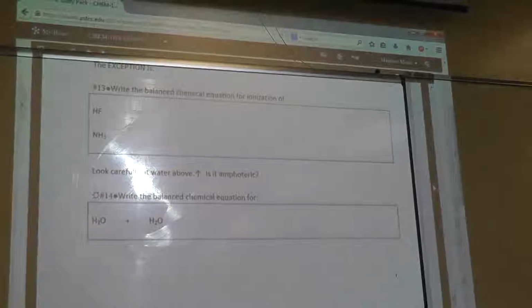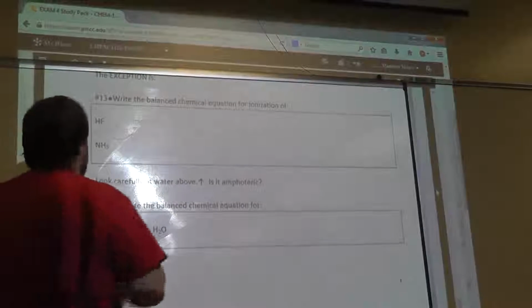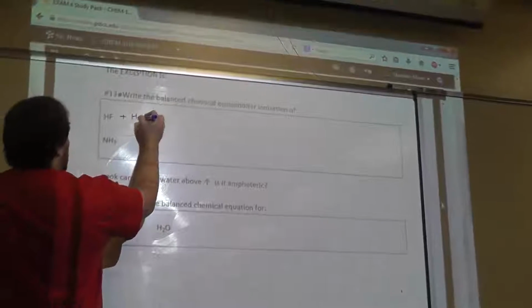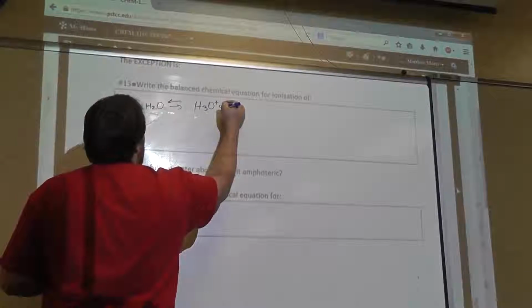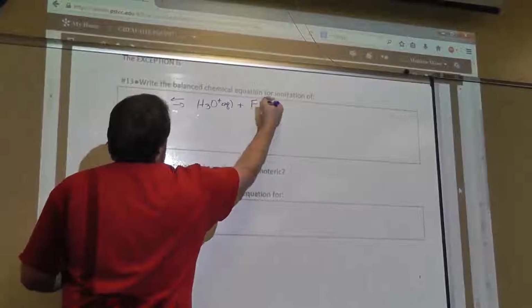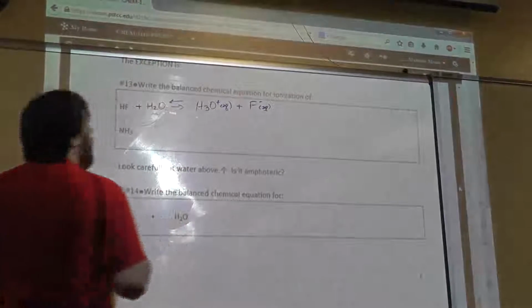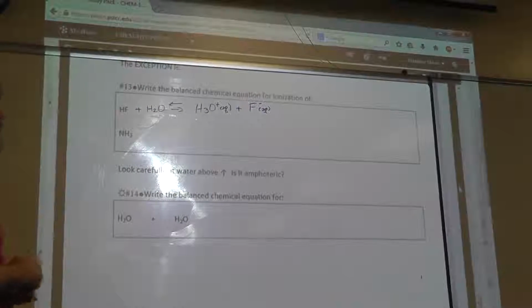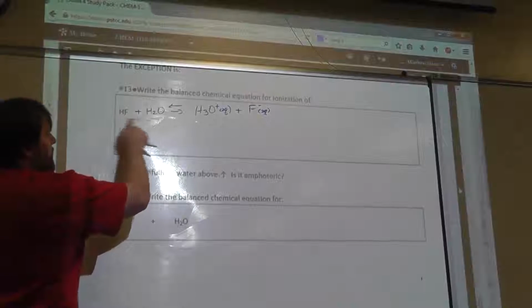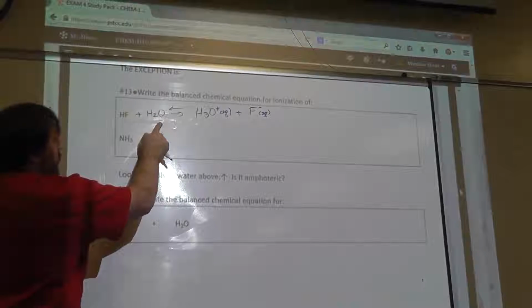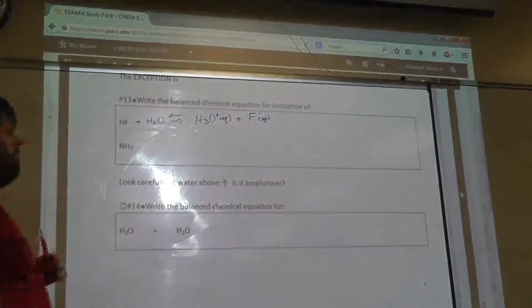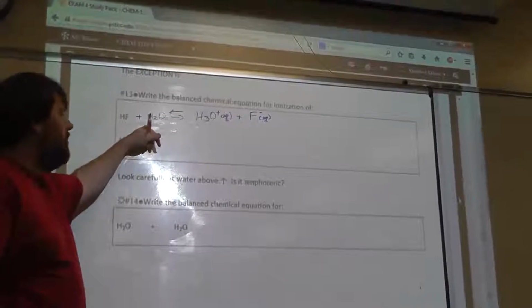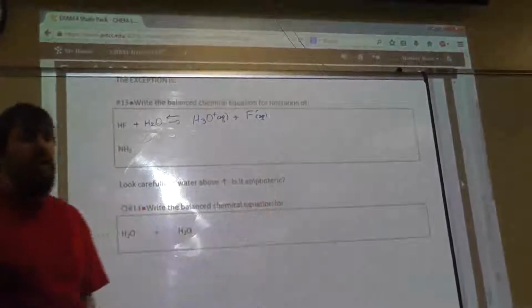Okay, so hydrofluoric acid. Since we're talking about ionization, you're talking about hydrofluoric acid reacting with water. It's a weak acid, so you're going to have a two-way arrow. You're going to make hydronium and fluoride anion. Okay. You've got 3 hydrogens on the left, 1 fluorine and 1 oxygen on the left. You've got 3 hydrogens on the right, 1 fluorine and 1 oxygen on the right. On this side you have no charge. On this side you have a positive and negative that cancels out, so you have a 0 total charge. Okay?